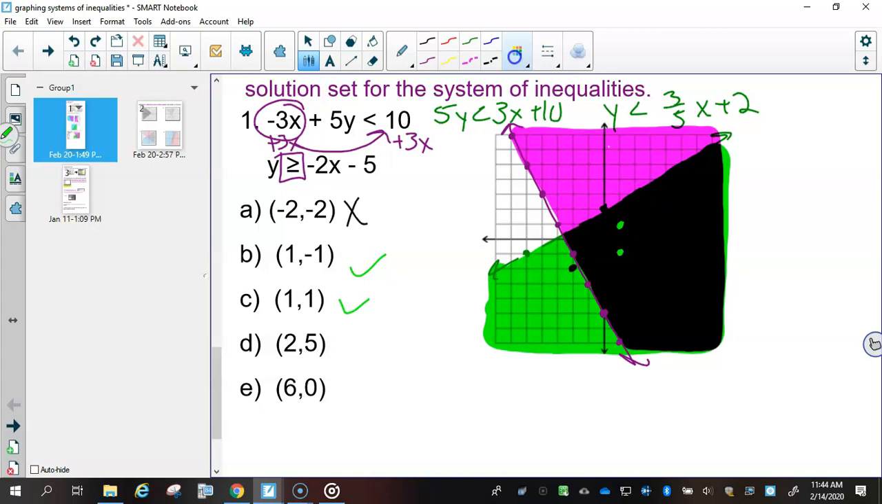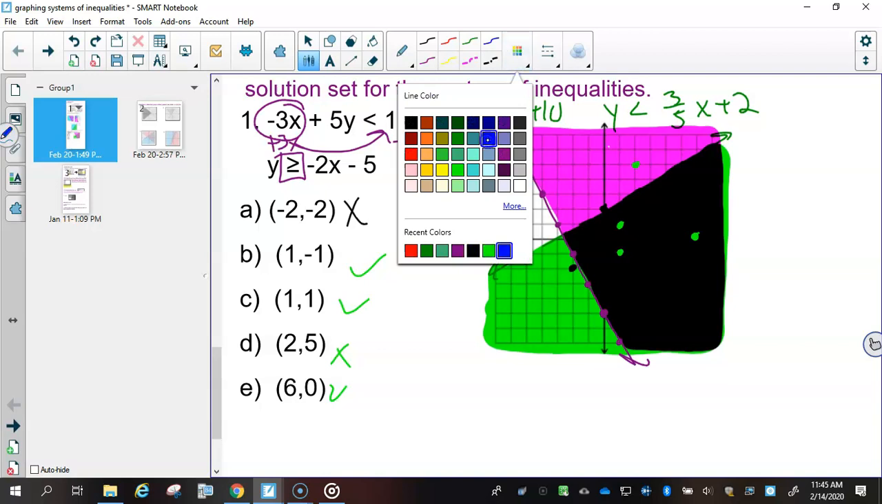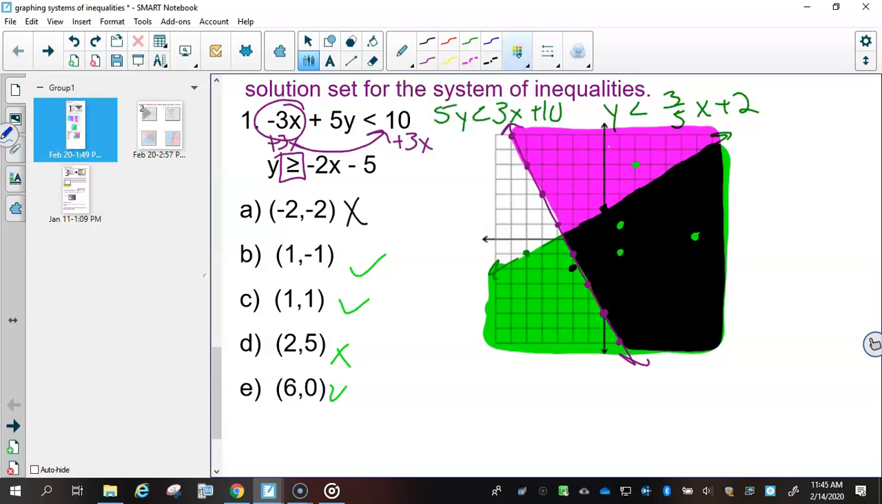2, 5. Let's see. 1, 2, 3, 4, 5. No. 6 zeros. So 1, 2, 3, 4, 5, 6. Yes. Now, what if I added in another point? Let's say I chose whatever that point was. 0, 2. What do we think?